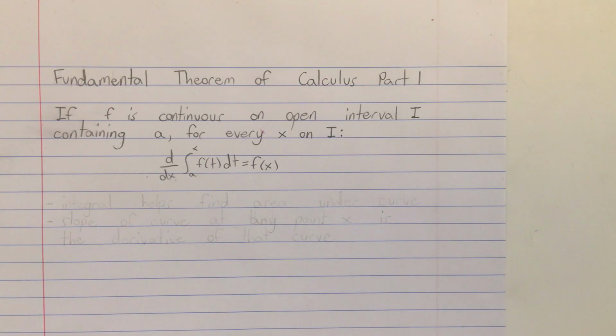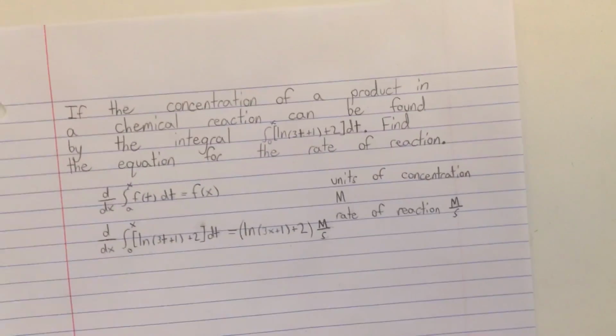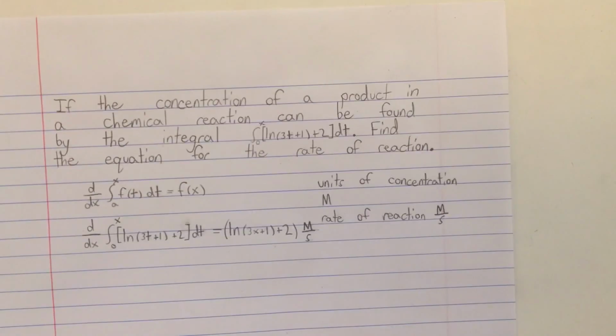So the fundamental theorem of calculus, part 1, says if f is continuous on open interval I containing a, for every value x on that interval I, the derivative of the integral from x to a of f of t is going to equal f of x. So pretty much the derivative of the integral will equal the function on the inside. So we'll see how this is used. We'll start off with chemistry, and then we'll move on to physics.